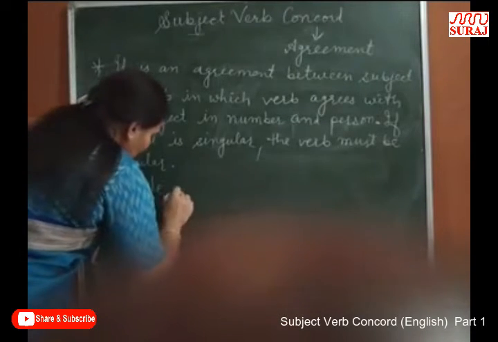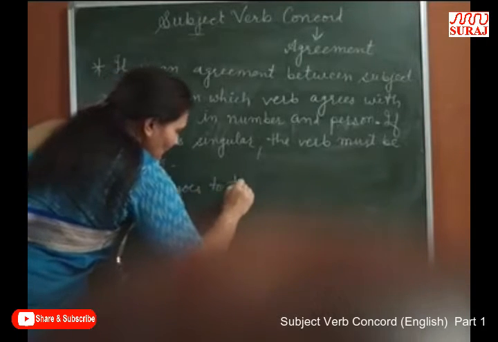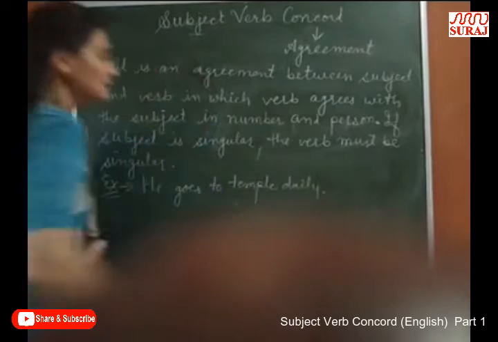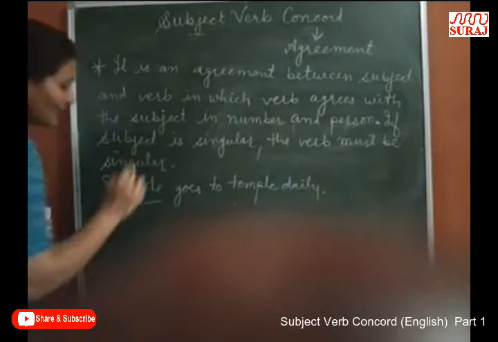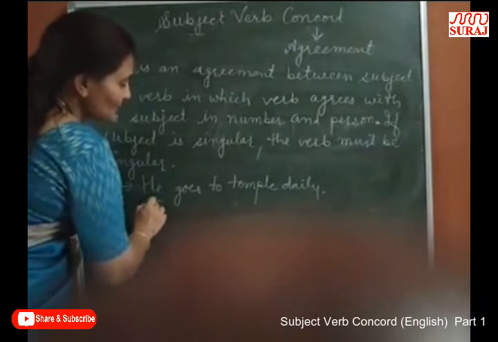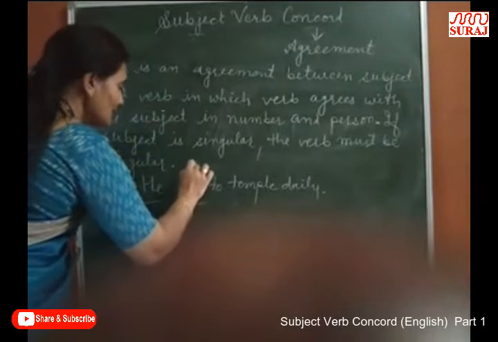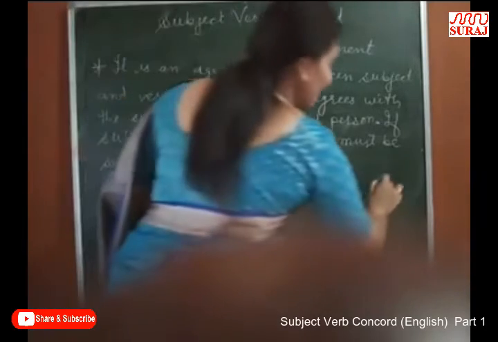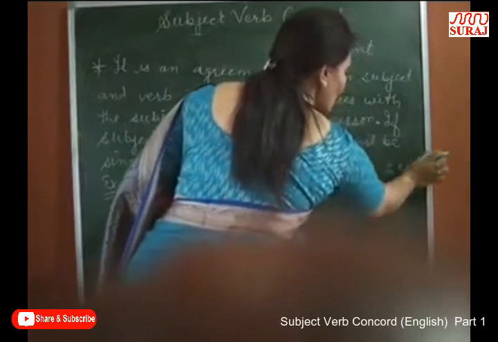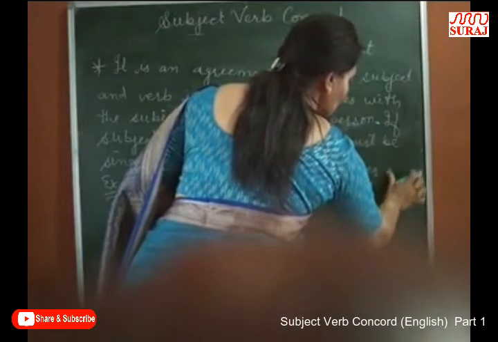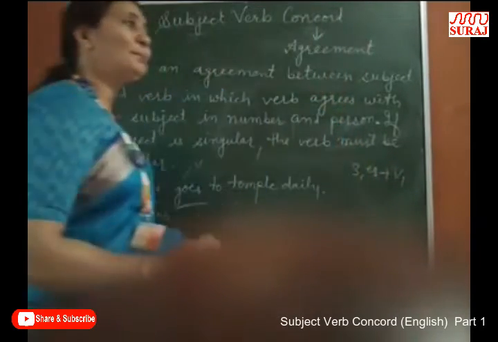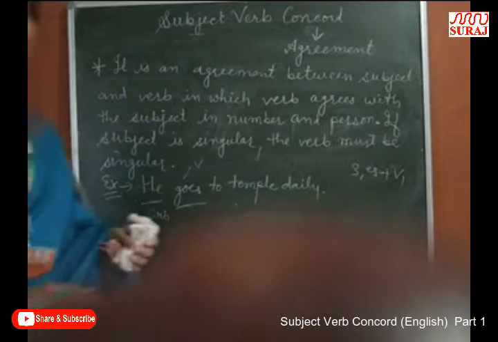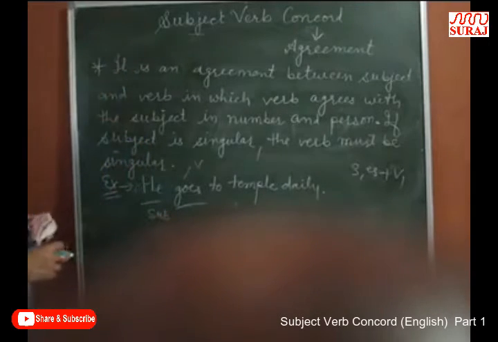He goes to temple daily. Students, here he is singular and a singular subject takes a singular verb. Here goes is a singular verb and he is a singular subject. If I add s or es to the verb, s or es plus v1, it becomes the singular form. Otherwise the base form always remains in plural form.